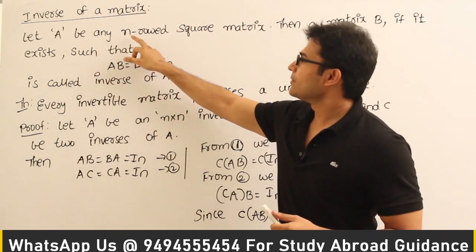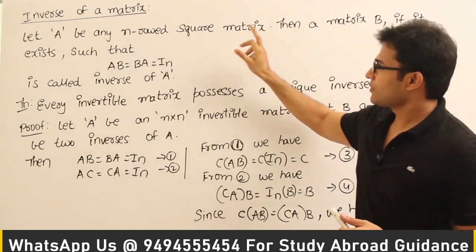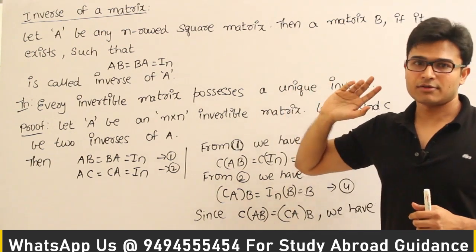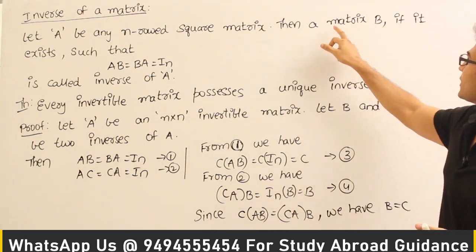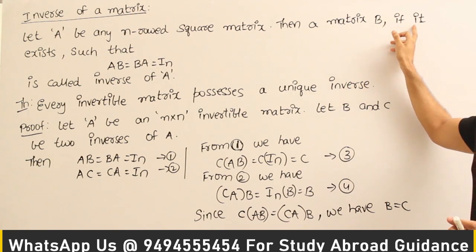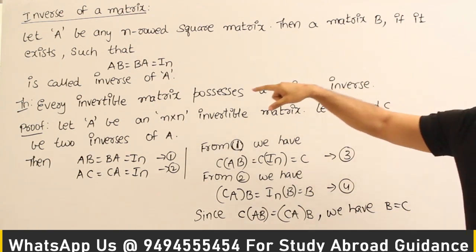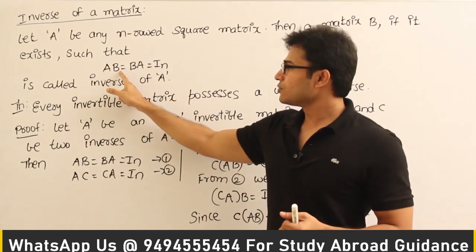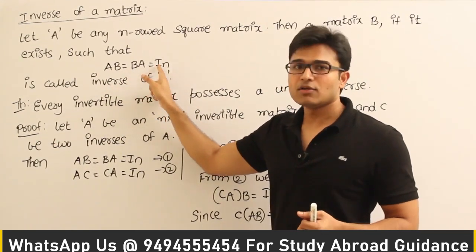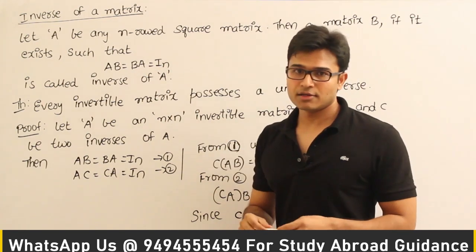Let capital A be an n-rowed square matrix. It means that A is an n by n matrix, which is a square matrix. Then a matrix capital B, if it exists, it is important, a matrix capital B if it exists such that A into B equal to B into A equal to In. In is nothing but the identity matrix.